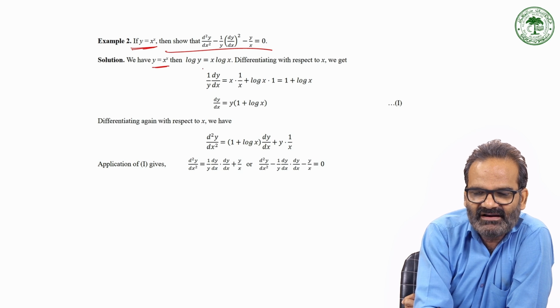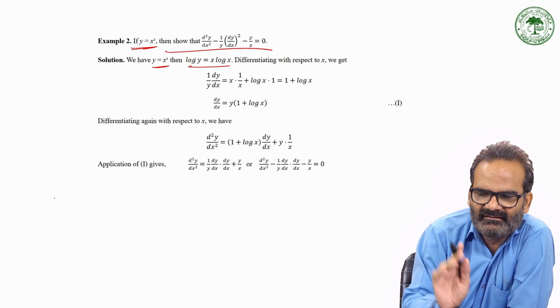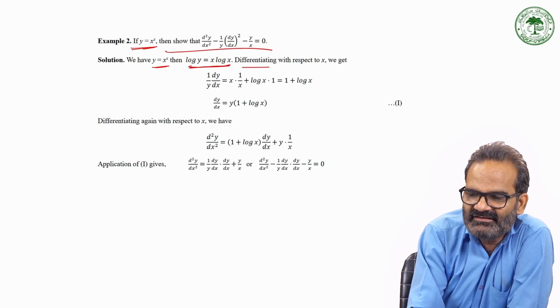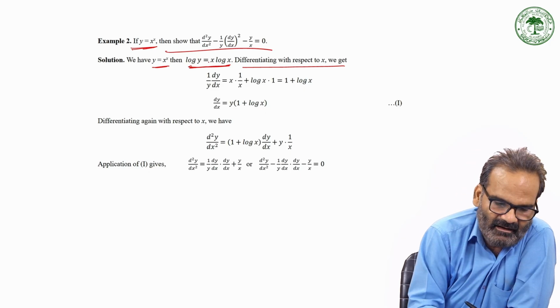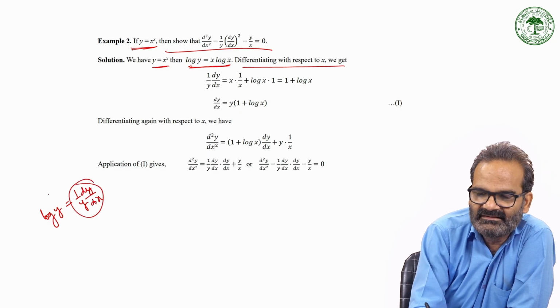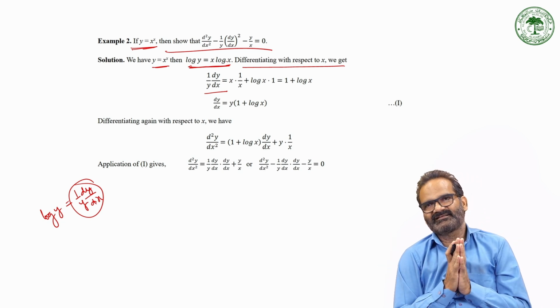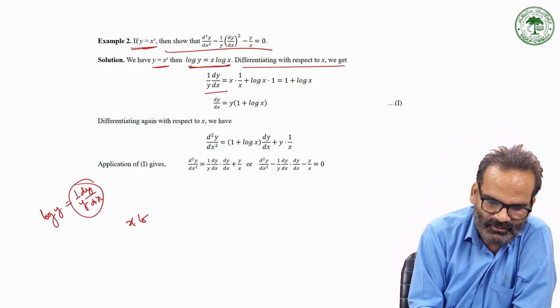If you take log on both sides, you will get log y, and this x will come here. Log y is equal to x log x, right? This we have already done; you can go through the last lecture. After getting this equation, differentiate it with respect to x. Derivative of log y, as we have discussed, is 1 upon y dy over dx, right? Here x into log x, two functions are being multiplied, so we will use the product rule.